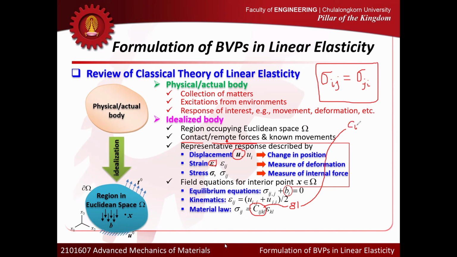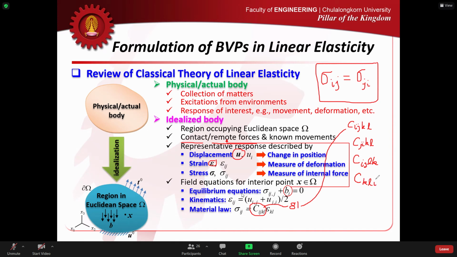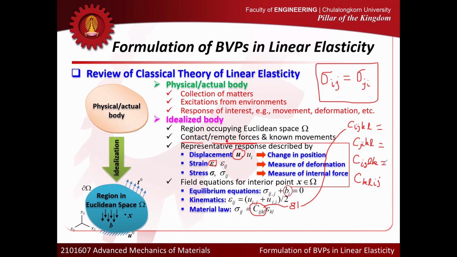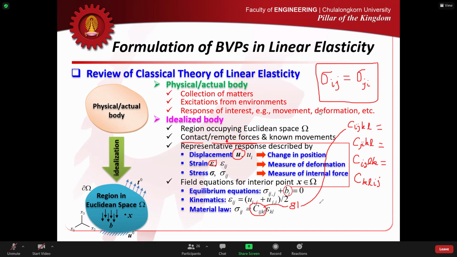You know that Cijkl is equal to Cjikl, right? You can switch between the first two indices, and that is the same as Cijlk. You can switch between the last two indices. And also you can switch between the first pair and the second pair, so we have Cklij. Okay, so we have the symmetry. All of them here are the same, right? So based on this, we can reduce from 81 to 21.